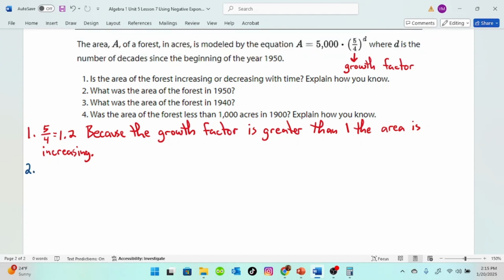Number 2. What was the area of the forest in 1950? Well, the equation itself is made for 1950. So all we have to do is look at the number that's by itself, and it is the initial amount. So that means the answer is 5,000 acres.